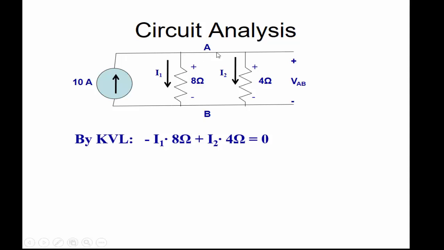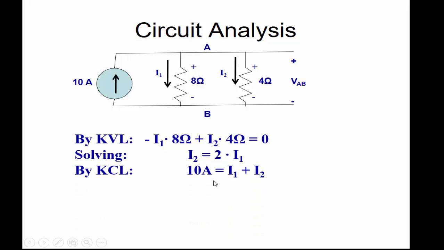So what can we do? We can travel around the loop in this manner to find the algebraic sum of all the voltages. If I start with I1, then I can say minus I1, because I'm entering from the negative, times 8 ohms, plus, because I'm entering the positive, I2 times 4 ohms is equal to 0. This is a good equation. Now from here we can solve for I2. I2 is equal to 2 times I1.